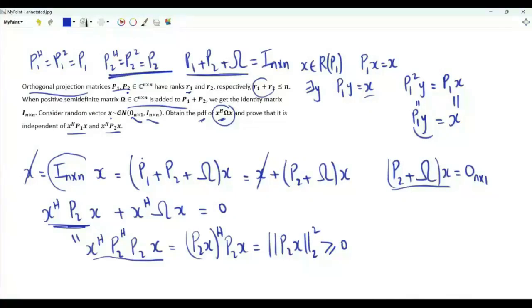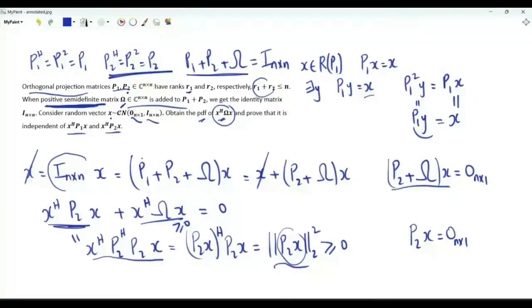This is non-negative. It is given in the problem statement that omega is a positive semidefinite matrix. So x Hermitian omega x is also non-negative. We have two non-negative quantities. Their sum is exactly equal to 0. Then both must be equal to 0. This L2 norm squared is equal to 0. So the vector is equal to the zero vector. P2 times x is the zero vector in the n-dimensional space.